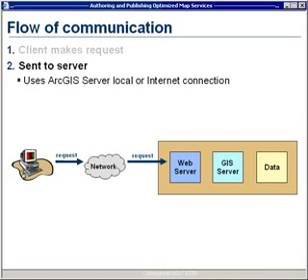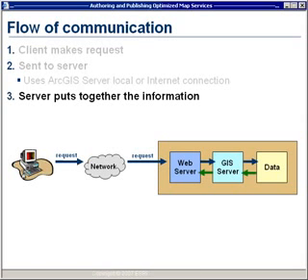That request for a new map was sent to the server where the components of the server are hosted. An ArcGIS server local or internet connection is made to access the server components. This is where the request will initially meet the web server, which hosts the web applications and services that are based on resources running on the GIS server. Next, the GIS server will use those GIS resources, such as the map document, and put together the information requested.